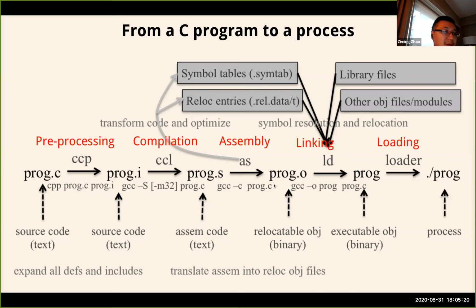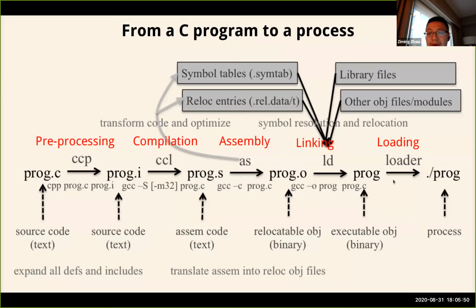And if you have multiple .c files, you generate multiple object files. Then you can link them together into a final binary which you can run on your operating system. And that is an executable object file. And this is still a file, it's not a process. It's not running anywhere on your machine.